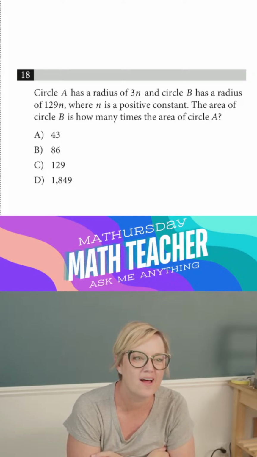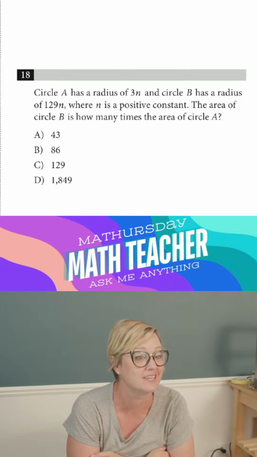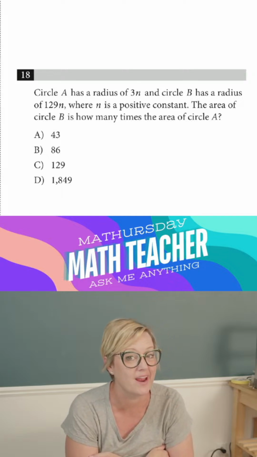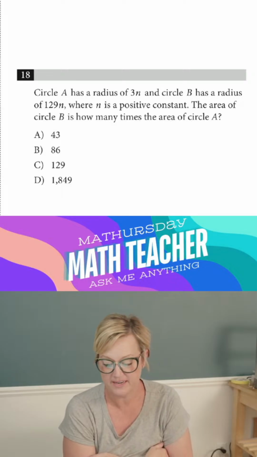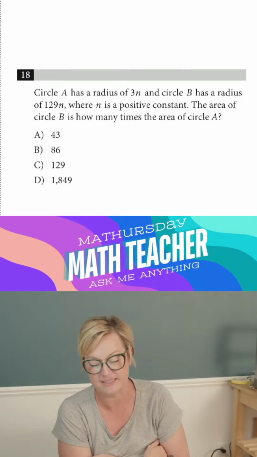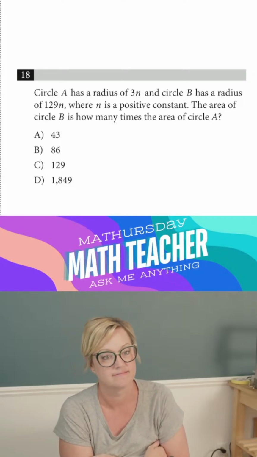I'm going to give you guys one more. Oh, Angel, that's a really smart thing to point out. It doesn't say radius. It says area. How many times is the area of circle B the area of circle A?